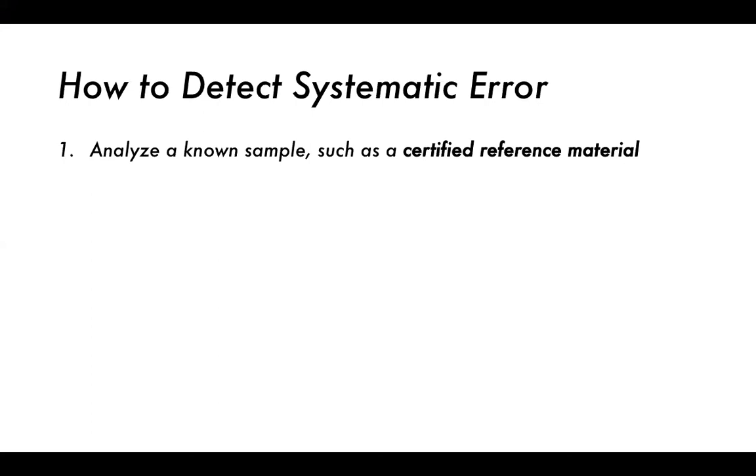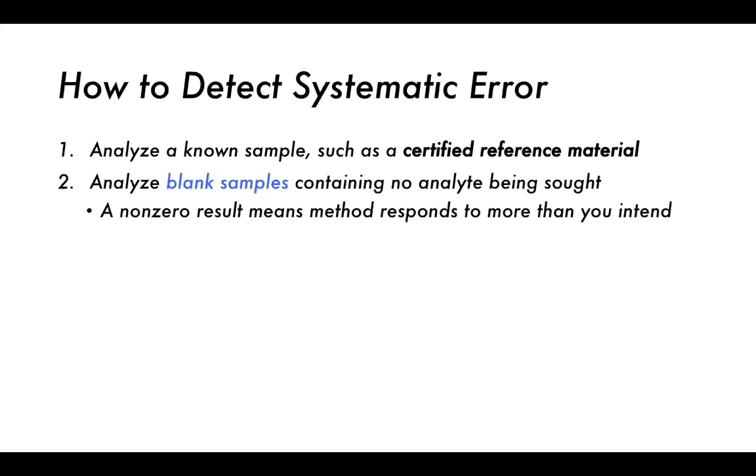But if we do have a different result, then we can utilize the differences here to try and account for our error. Now, we can also analyze blank samples. So these would contain no analyte being sought. And so a non-zero result here means that the method corresponds to more than you intend. So we end up with, for example, an extra 0.1 or 0.2 to our measurement. It means that we're going to end up with a result higher than we would have expected.